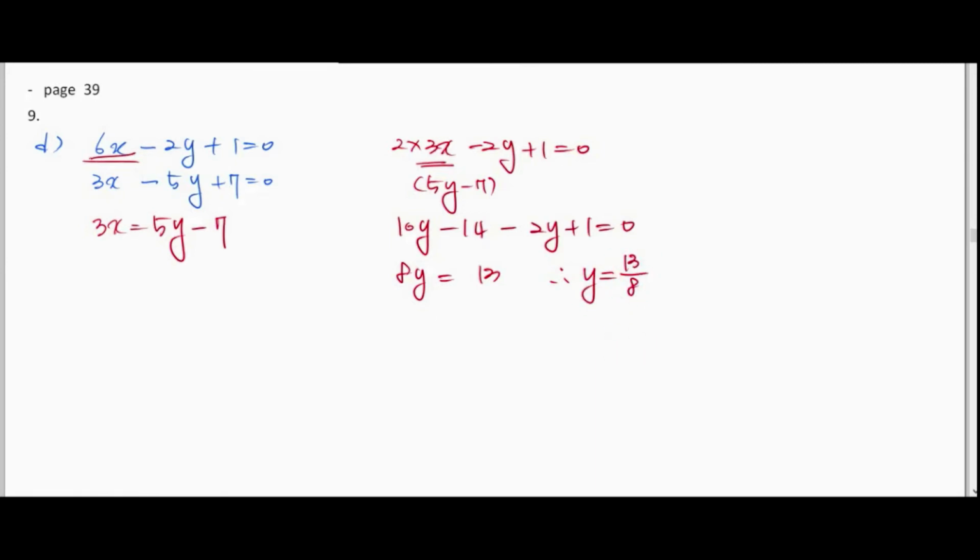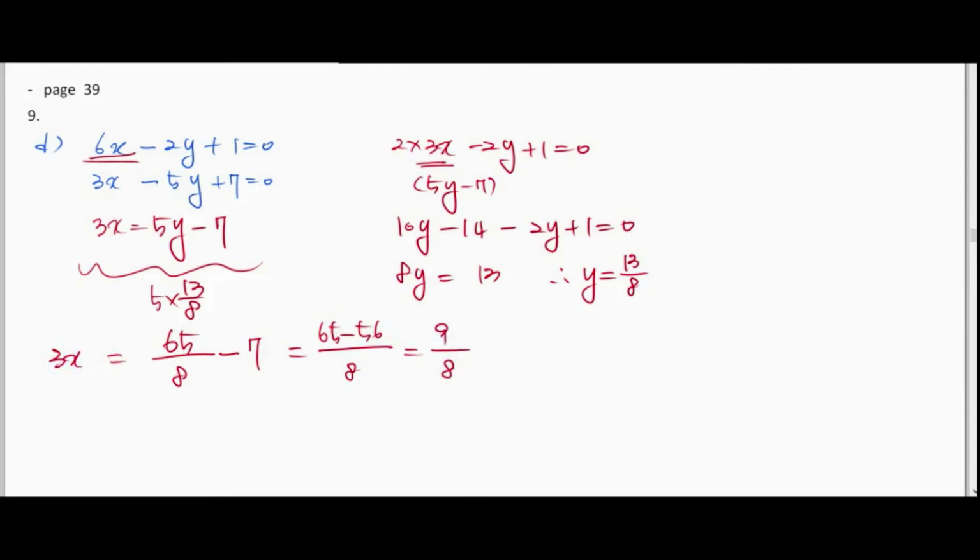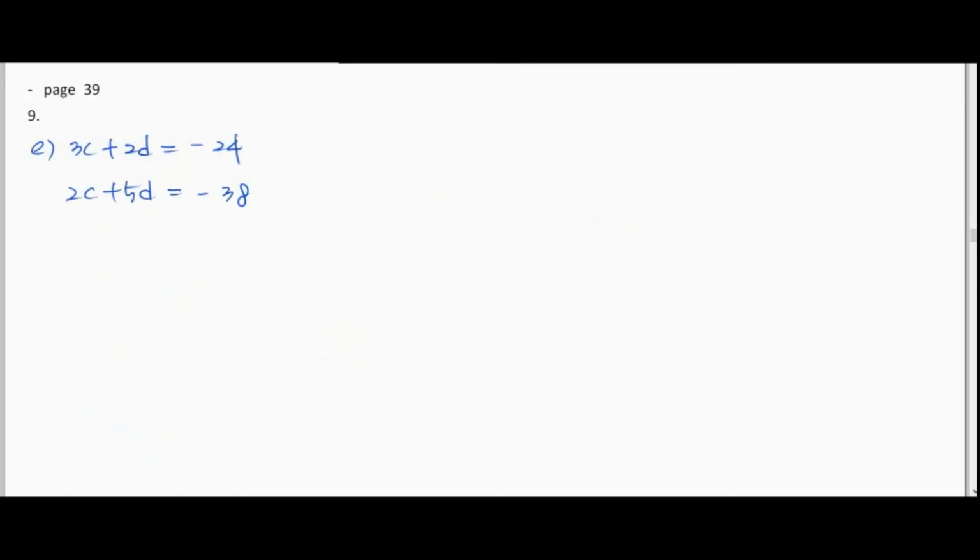And y equals 13 over 8. So y is 13 over 8. 5 multiplied by 13 over 8 equals 65 over 8. Minus 7 from that equals 65 minus 56, so 9 over 8. Then x will be divided: dividing both sides by 3, x equals, simplified, 3 over 8. And this is E.